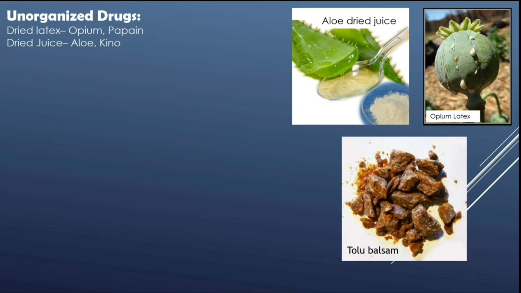Now the second one, the dried juice. For example, aloe and kino. These are the plants whose dried juice is used as drugs. Next one is dried extracts. The examples are agar, alginate, black catechu, pale catechu, pectin, etc. These are the plant, animal or mineral origin drugs whose dried extracts are used as drugs.